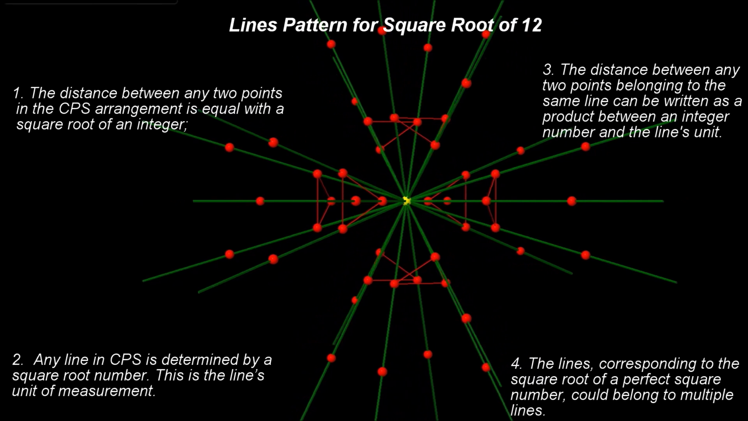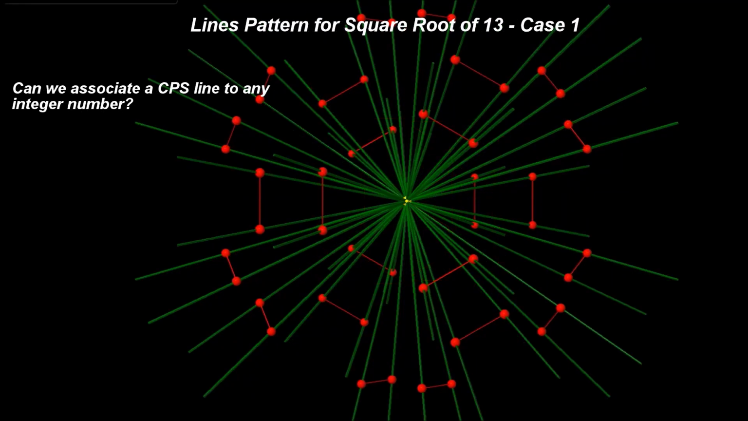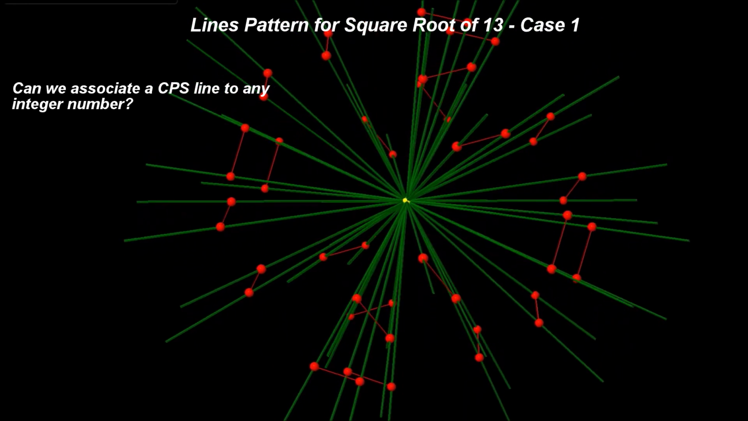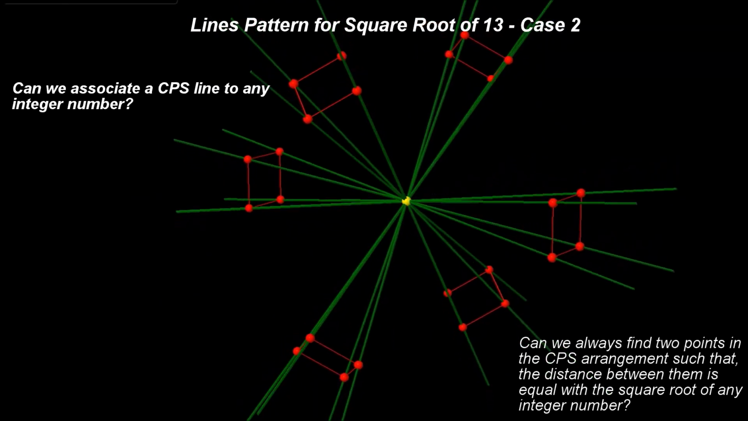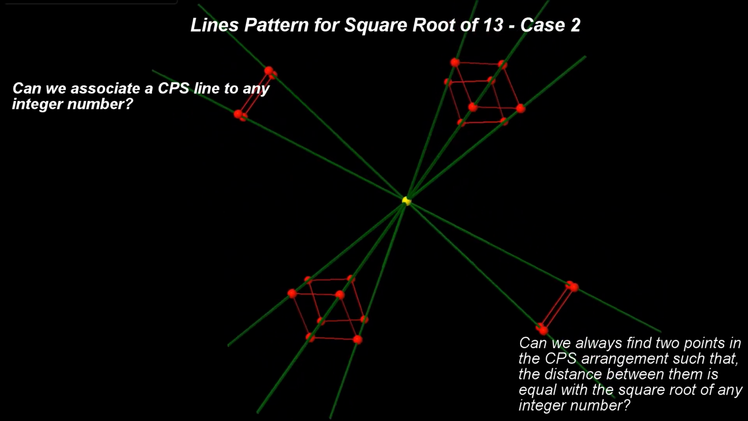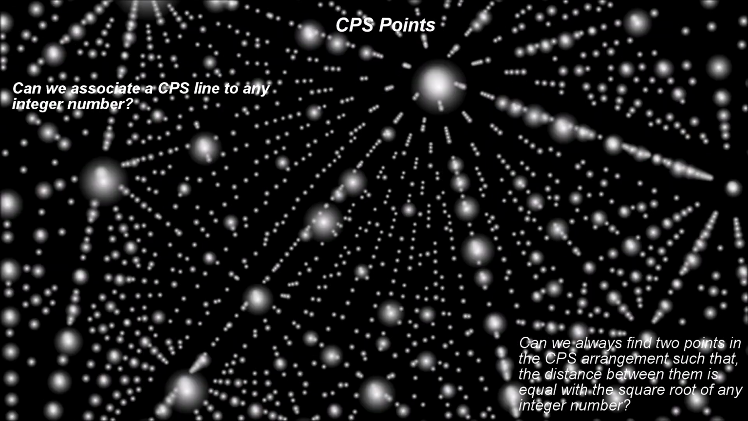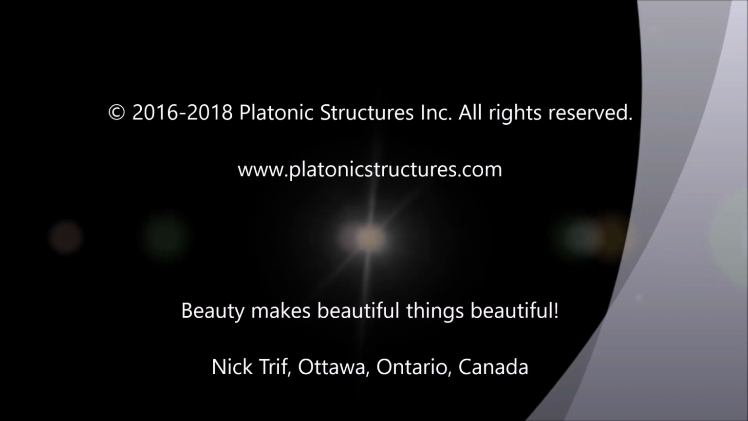Following these statements, one might ask: can we associate a CPS line to any integer number? Or, in other words, can we find 2 points in the CPS arrangement such that the distance between them is equal to the square root of any integer number? One might expect the answer to these questions to be a definite yes. But let us not jump to conclusions just yet. We will investigate this in the next video.